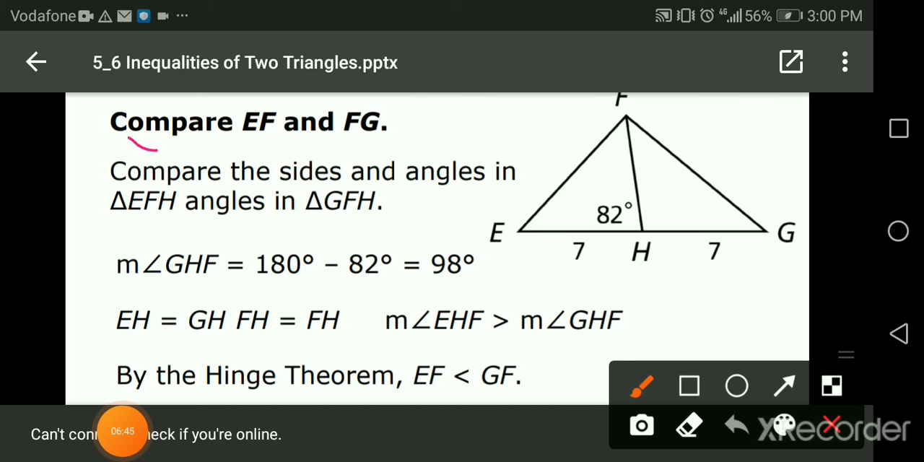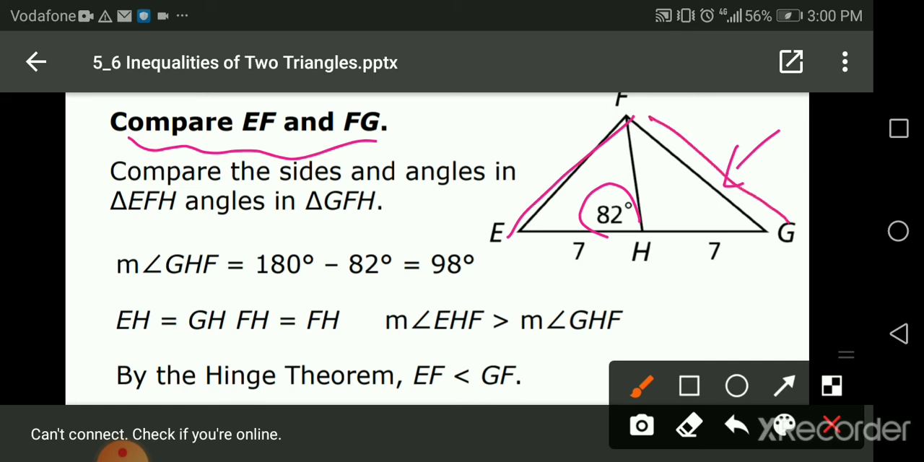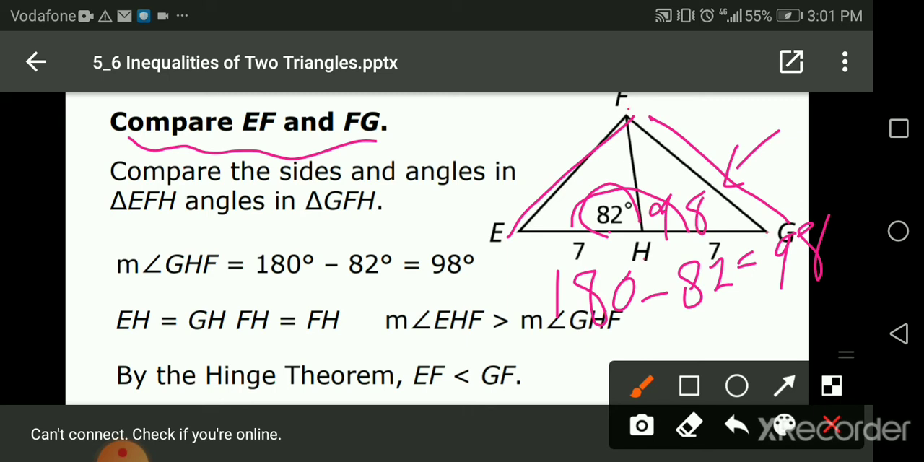Let's see this example. Compare EF and FG. He gives me a triangle and an angle in that triangle, and he asks you to compare between segment EF and FG, which is longer or which is shorter. Let's see together. Guys, remember when we have here 82, so what should this be? 180 minus 82 gives you 98. This would be angle FHG, okay? So it's 98 degrees.